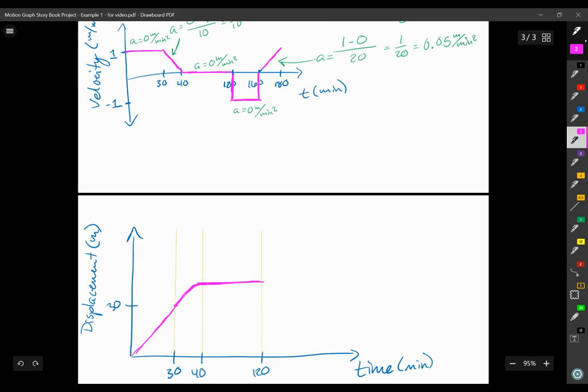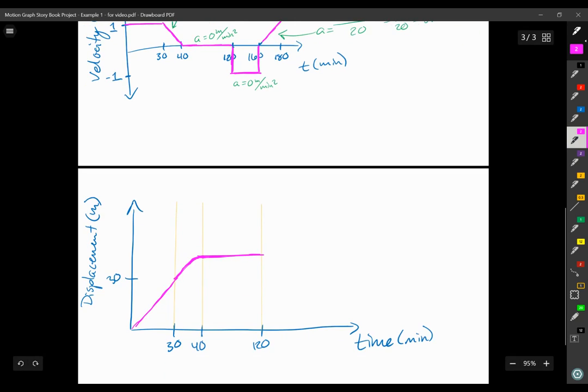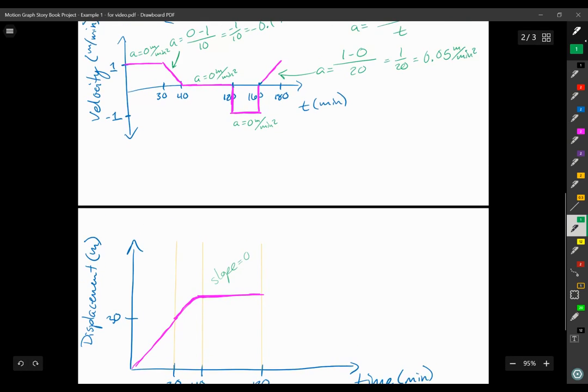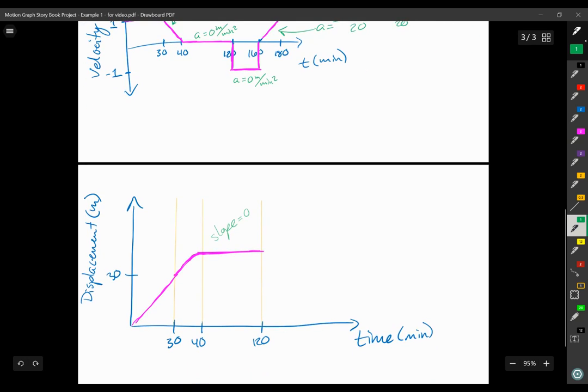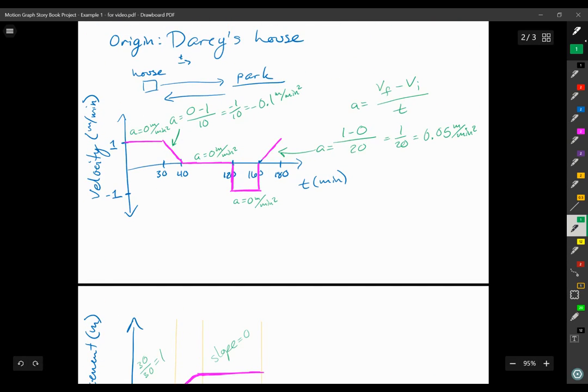Remember, your velocity should equal your slope down here. So if I was finding my slope, since it's straight across, my slope would be 0, which matches my velocity. And this one, it's got a rise of 30 and a run of 30. So my slope is 1, which also matches my velocity. Okay, so I'm good so far.